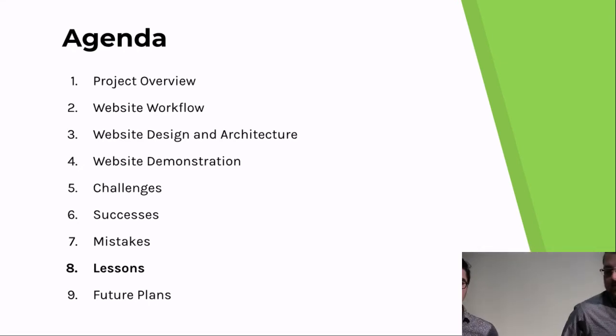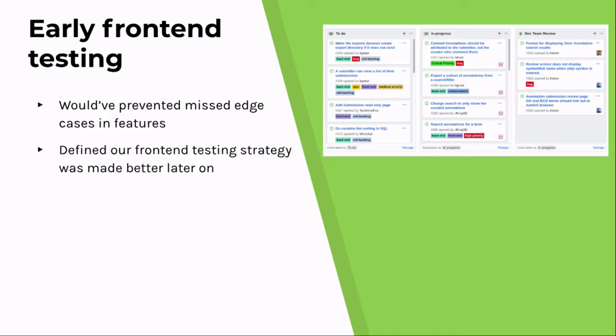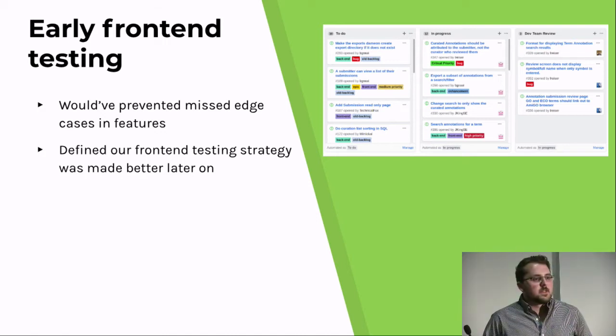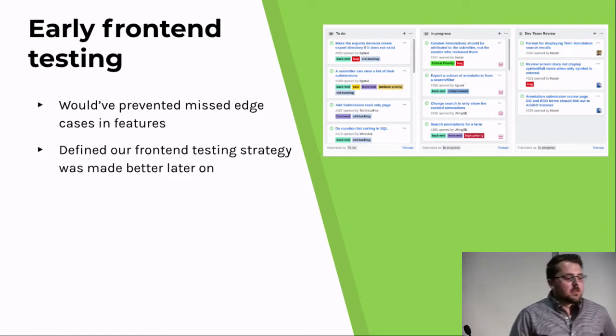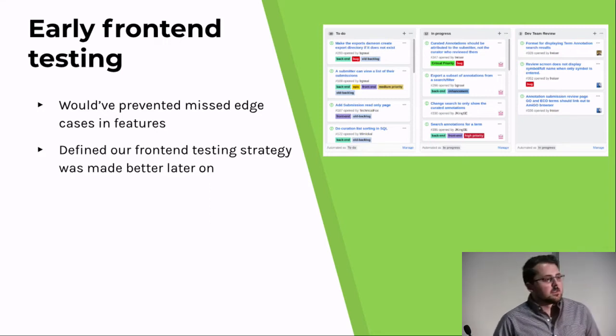I'll go over a few of the lessons learned over the last two semesters. An important one is to define your front-end testing strategy early on. We had a good testing strategy at the back end, with unit tests over all of our features, but we didn't have anything set up for the front end. As we mentioned in the challenges, there are a lot of edge cases in this project, and we weren't aware of all of them at the beginning because we didn't know what to check for, since we hadn't defined this. About a few weeks into the semester, we realized this was a real issue.